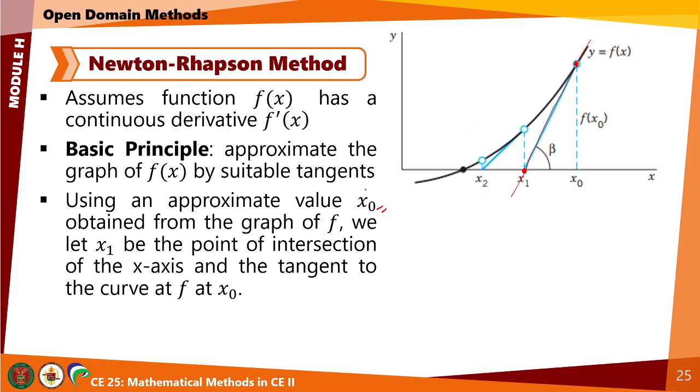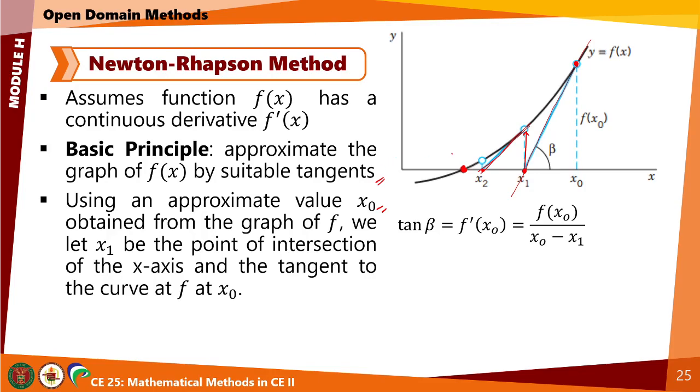So, tulad nga ng sabi dito, ina-approximate niya yung graph using suitable tangents. Okay? And kung mapansin mo, dito sa graph na ito, pag ginamit mo si x1 as the next guess, yung intersection ng tangent line sa x-axis is papalapit ng papalapit doon sa root. So, yun yung strategy na ginagawa ni Newton-Raphson method.